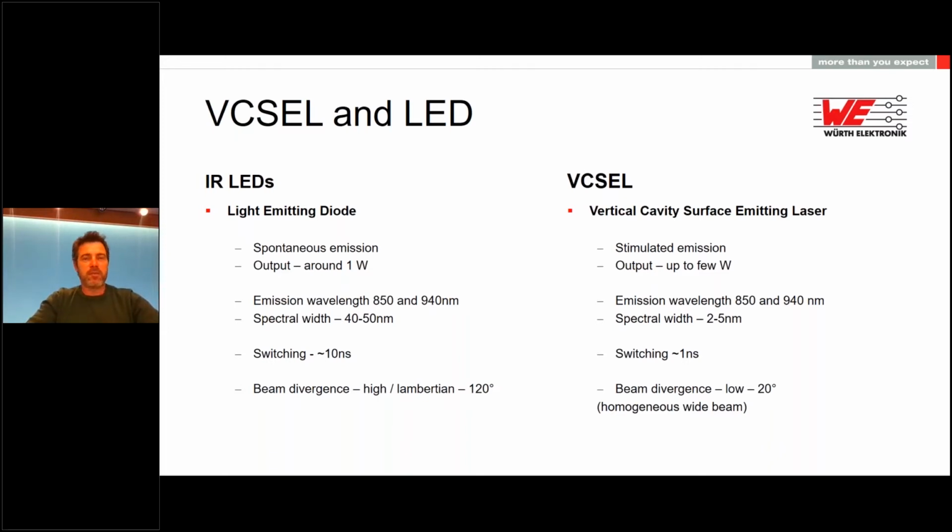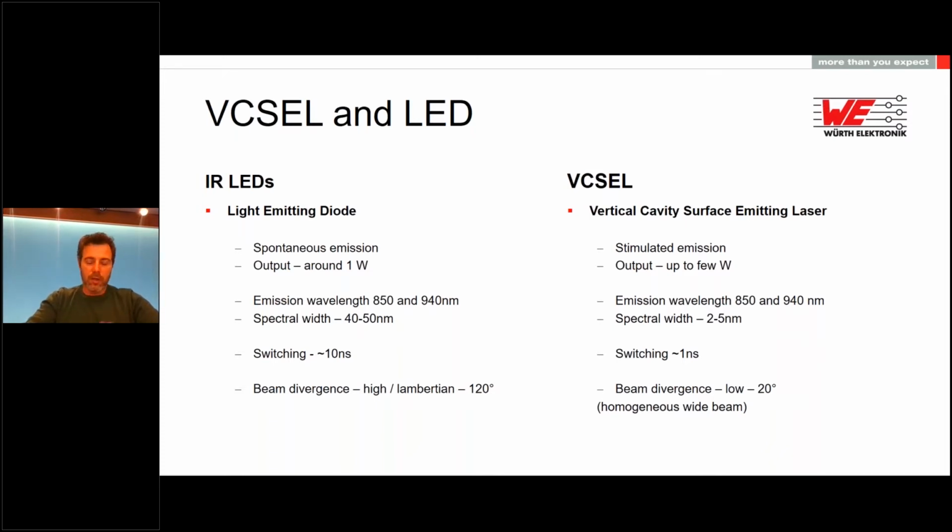Wavelengths of 850 and 940 nanometers are the typical infrared emissions. The difference is that a light emitting diode is based on the spontaneous recombination of carriers in the semiconductor, so it has a rather large bandwidth of around 40 to 50 nanometers spectral width, while the VCSEL, on the other hand, has a spectral width of around 2 to 5 nanometers due to the built-up resonator and the amplification of the light into the active carrier.